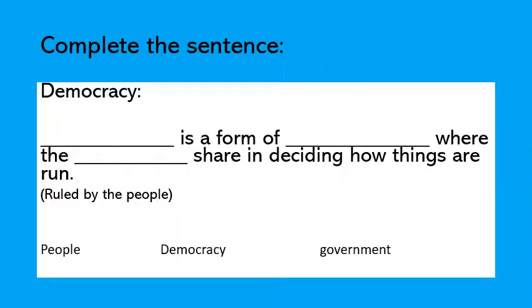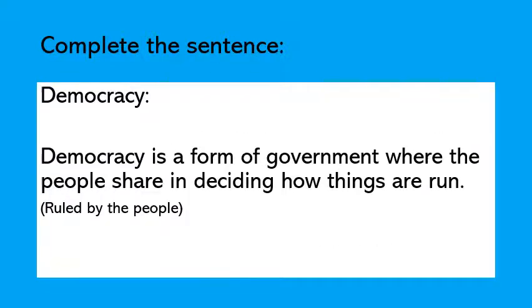So in your books now, I'd like you to write down democracy and complete this definition using the words from the box below. Okay, and pause the video and resume when you're ready. Well, hopefully you will all have written down democracy is a form of government where the people share in deciding how things are run, ruled by the people. Let's move on.